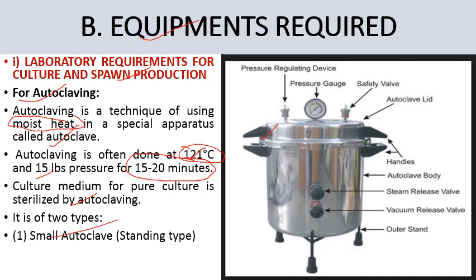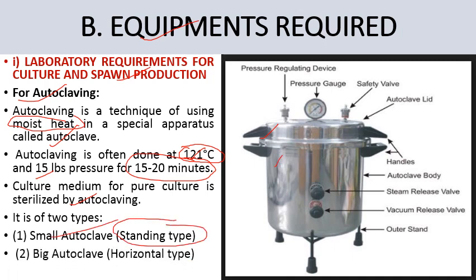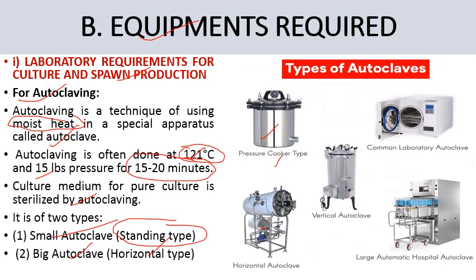One is small autoclaves, which we call standing type, as we can see here. Second are the big autoclaves, which are called horizontal type. So this is the simple pressure cooker type. Then we have this vertical autoclave, which we mostly use. This is a large horizontal autoclave. Then we have large automatic hospital autoclaves also, which are used for sterilization of equipments.